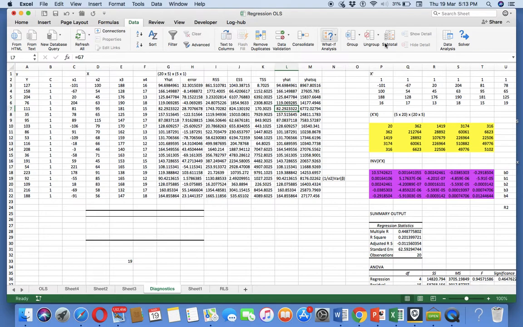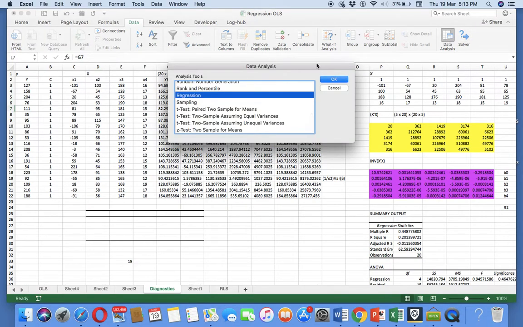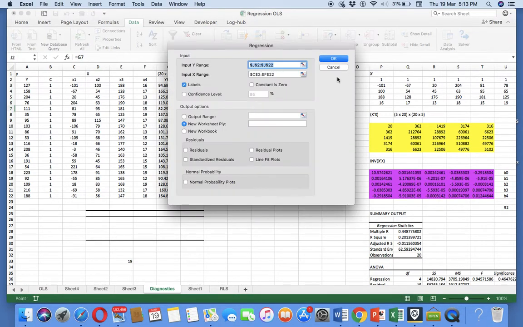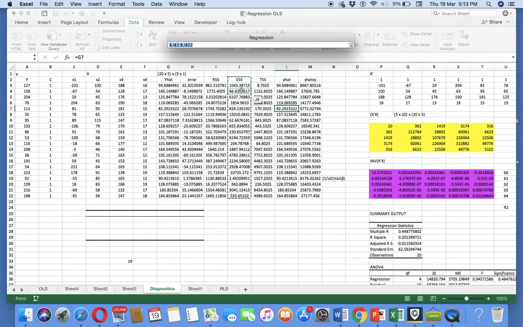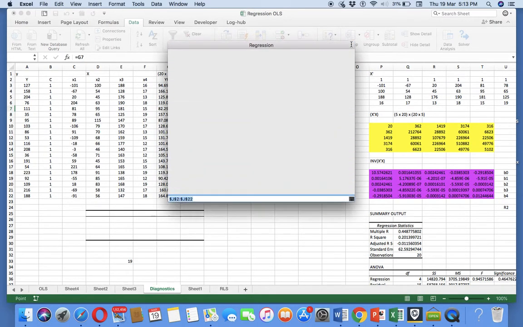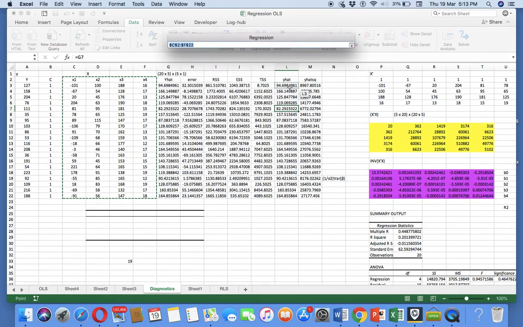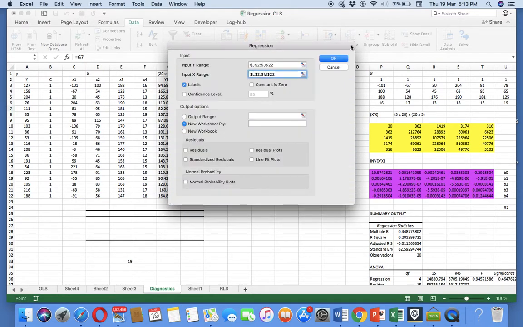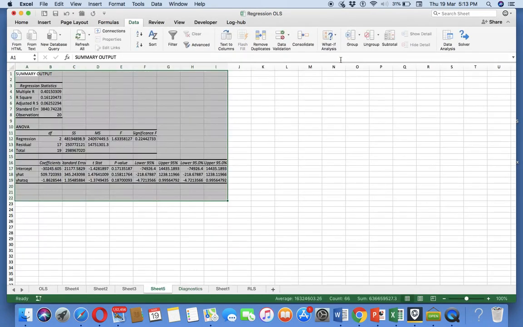So I'm using R. So I'll come to data analysis. I will come to regression. My dependent variable is already set. My independent variables would change. The independent variables become y hat and y hat squared. So I'll run it. And I will say OK.